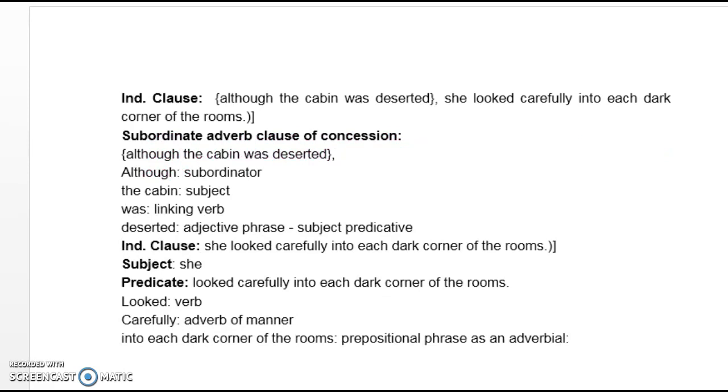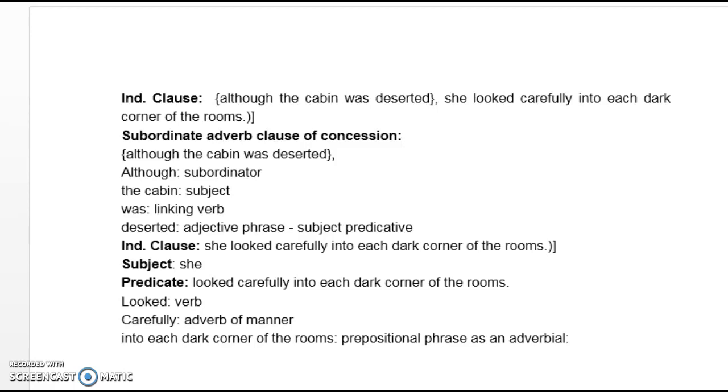The other independent clause that you have, which is joined by semicolons, is, although the cabin was deserted, she looked carefully into each dark corner of the rooms. And here we have a subordinate adverb clause of concession, and you have although the cabin was deserted. Although is the subordinator, the cabin is the subject, was is a linking verb, and deserted is an adjective phrase functioning as a subject predicative.